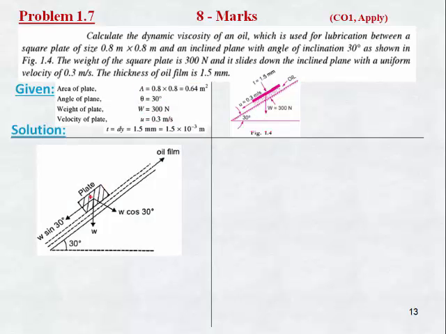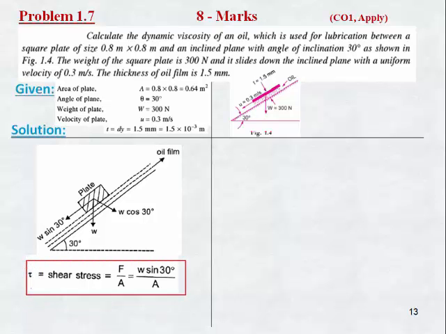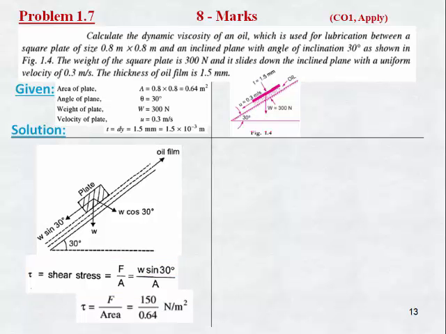Next we are going to resolve the force into two components. One is W cos theta, another one is W sin theta. The force that makes the plate slide down is W sin theta, so we have to take W sin theta as the influencing force. As we know, shear stress tau equal to force divided by area. Here we take the force as W sin theta because it is the force causing the flow down. Now we find tau equal to force divided by area, that is 150 divided by 0.64 Newton per meter square. We keep it as it is, 150 divided by 0.64.